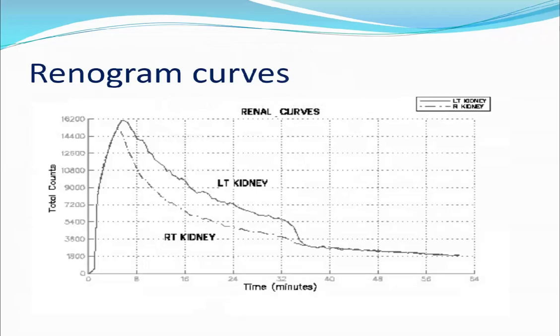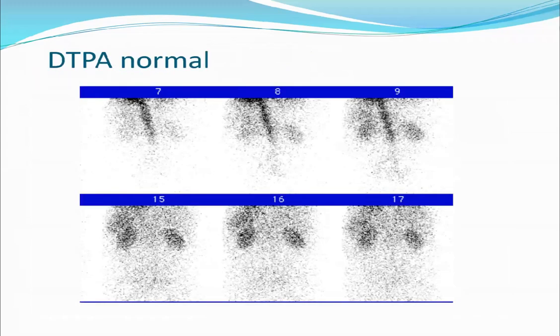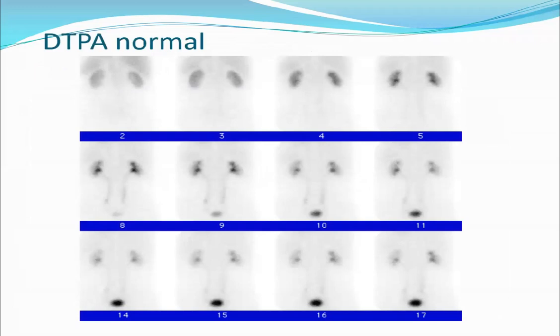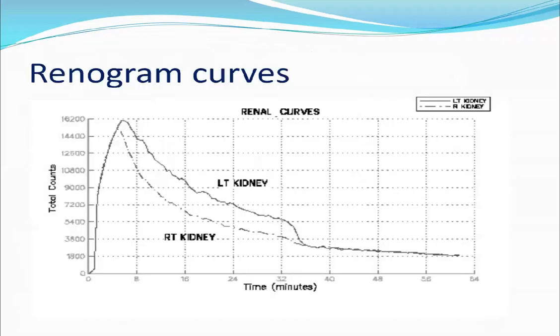This is an example of the renogram curve. This is the ascending limb with the summit at 2.5 to 5 minutes, and then followed by the excretion phase.